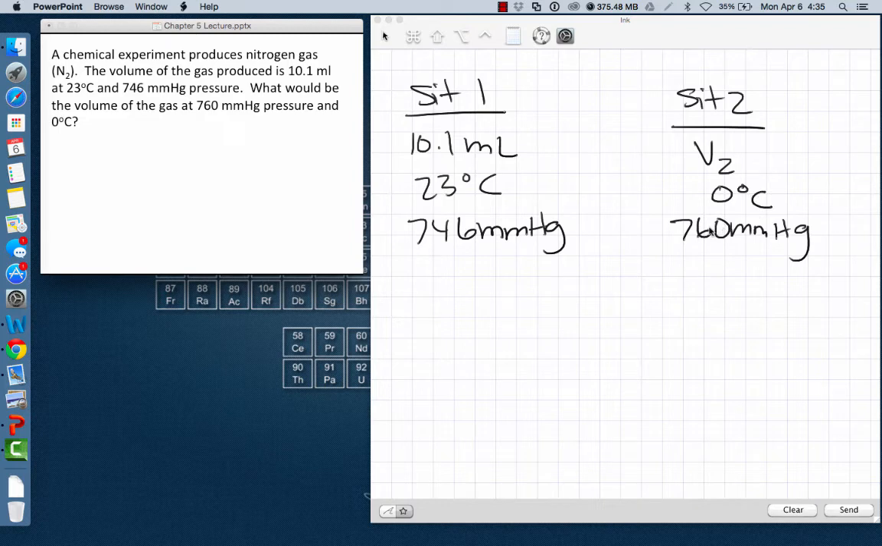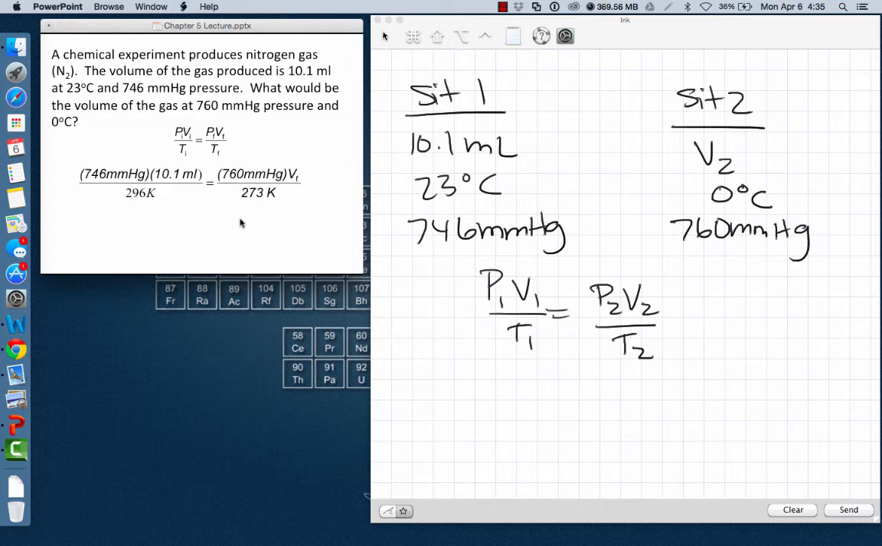Okay, so we're going to put this into our equation that we just learned: P1 V1 over T1 equals P2 V2 over T2. We're going to make sure to convert these two degrees Celsius temperatures to Kelvin: 296 Kelvin, and this is, of course, 273 Kelvin. All right, and we solve for V2, and we get 9.14 milliliters.